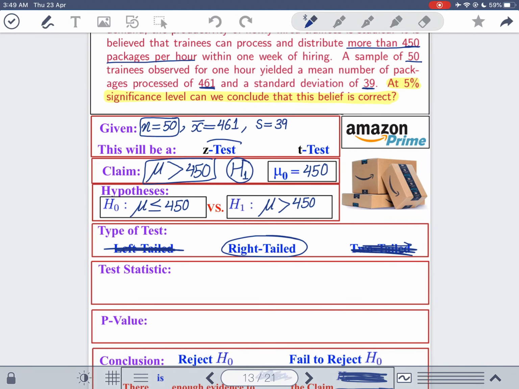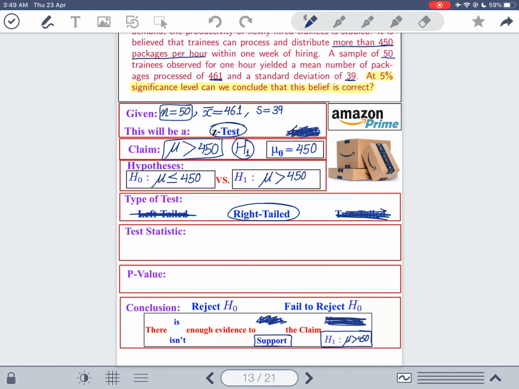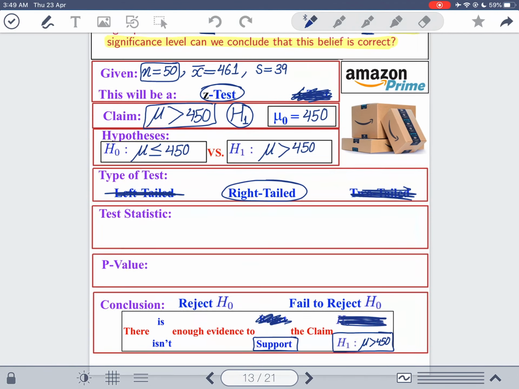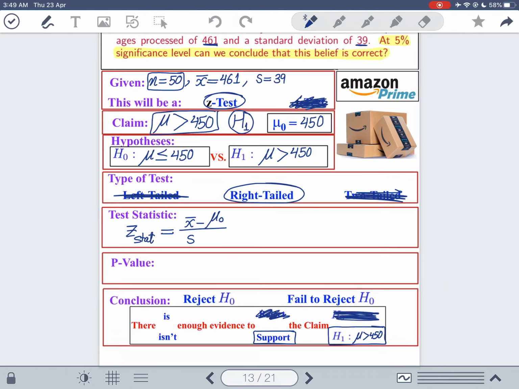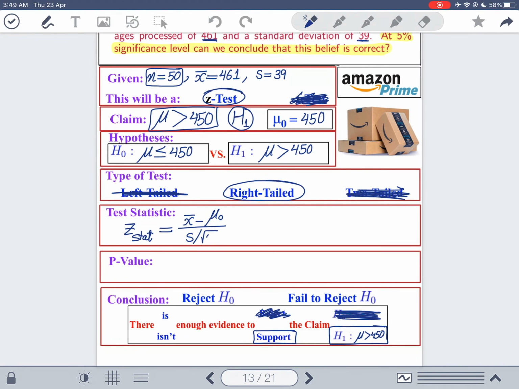So here we will use a z-test and take out the t. If it was a normal distribution, you would use a t-test. Okay, but it's not given, so you cannot assume it's normal. Let's see now the test statistic. Since it's a z-test, you'll say z-stat is equal to, of course, x bar minus mu 0 divided by s, since sigma is unknown, divided by radical sample size n. And so x bar is 461 minus mu 0, which is 450.